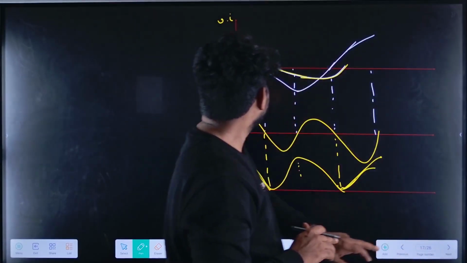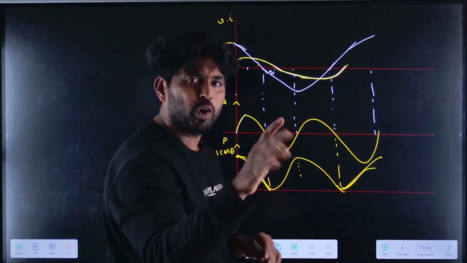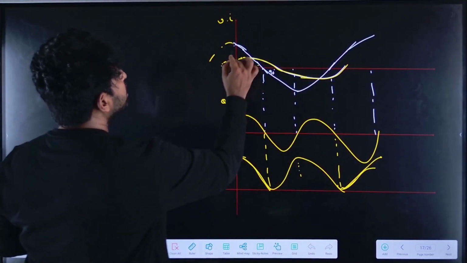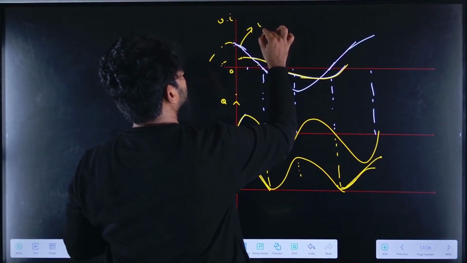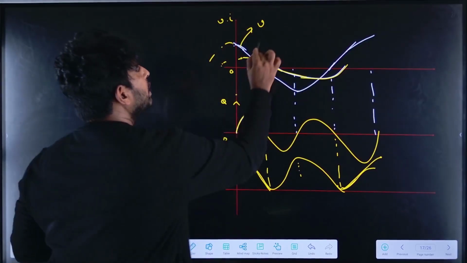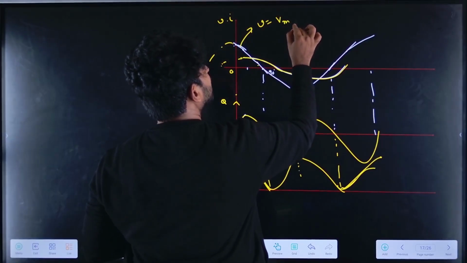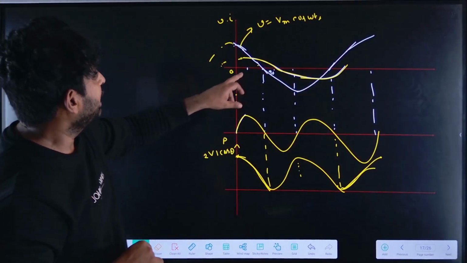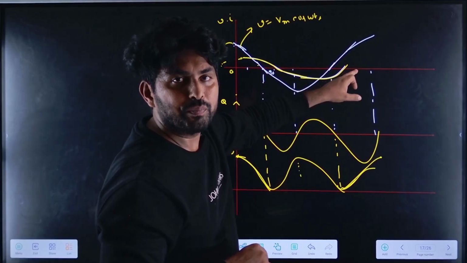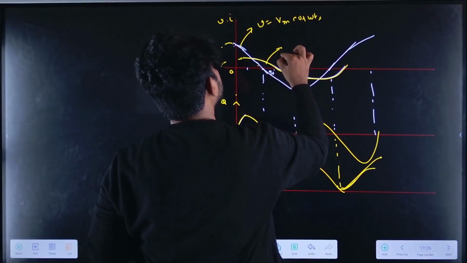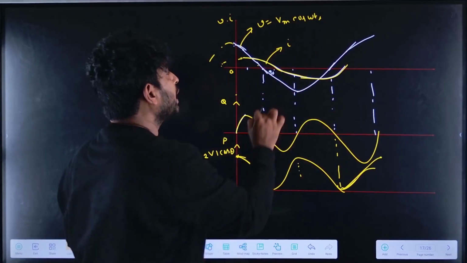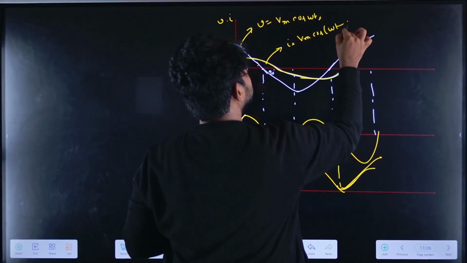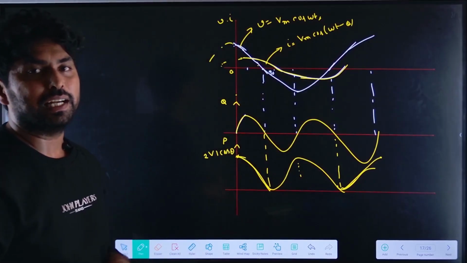So now let me explain you. I will take 2 more minutes. So what is the VA? For example, this white waveform is the voltage, which is equal to Vm cos omega t. Now this yellow color is the current waveform. What is the expression of the current waveform? Im cos (omega t minus theta).